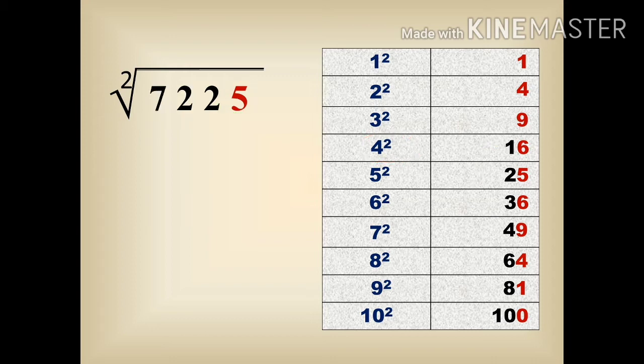So here we are having a number 7225. First we are supposed to note the number in the units place, that is 5. If a number ends in 5, the square root of the number will definitely end in 5 only. So we can write the units place as 5. We have to skip the number up to tens place. So the remaining number we have is 72.